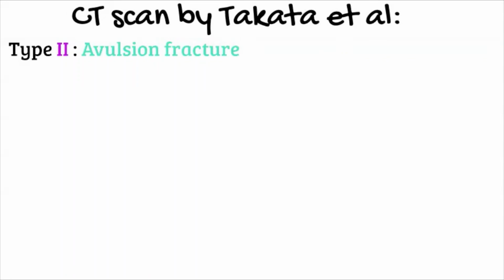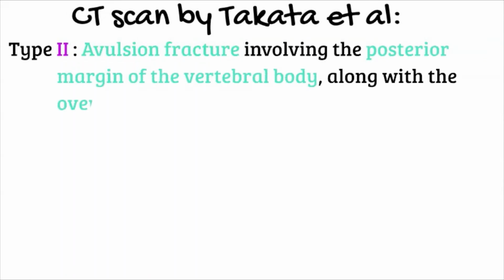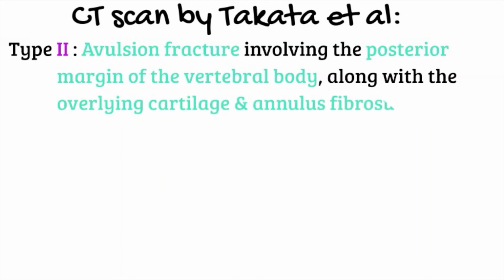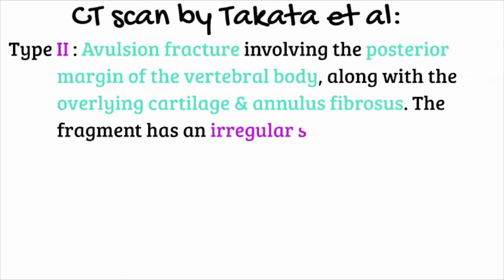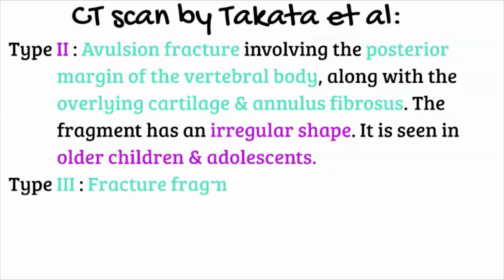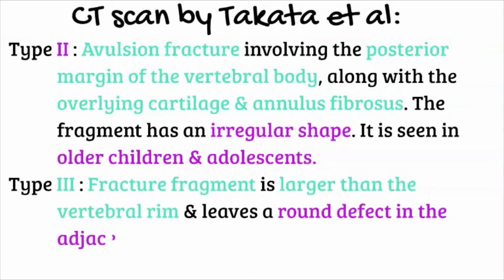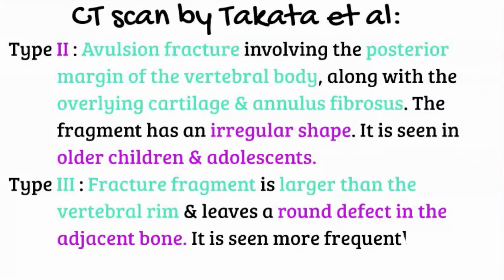Type 2 is an avulsion fracture involving the posterior margin of the vertebral body along with the overlying cartilage and annulus fibrosus. The fragment has an irregular shape. It is seen in older children and adolescents. Type 3: the fracture fragment is larger than the vertebral rim and leaves a round defect in the adjacent bone. It is seen more frequently in adults.